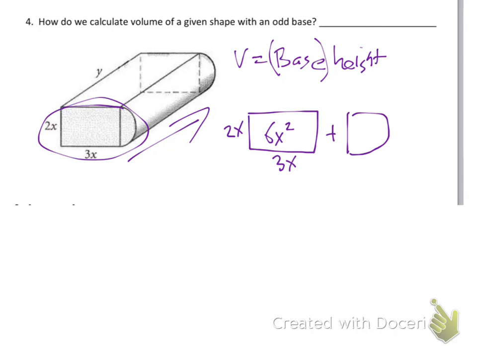What is the area of a circle again? Pi r squared. Do we really want the whole thing though? How much of it do we want? Half. So I'm going to divide it by 2.